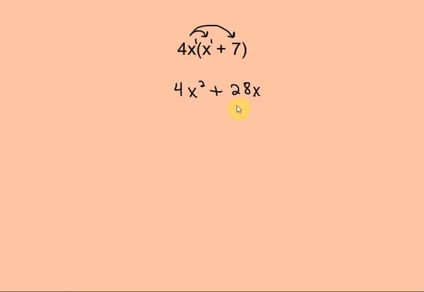Now, if these terms were like terms, we would combine them, but they're not like terms because this x has a power of 2 and this x has a power of 1. So they have to have the same variable with the same exponent in order to be like terms. And we can only add or subtract terms that are alike.